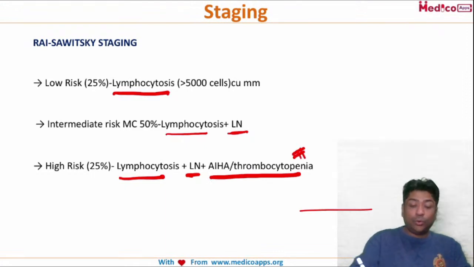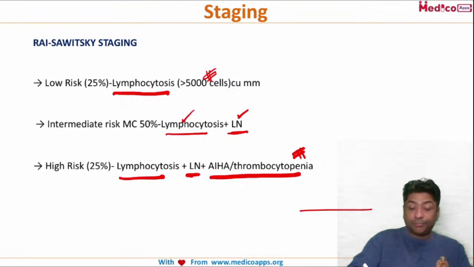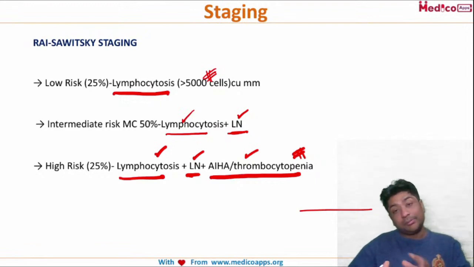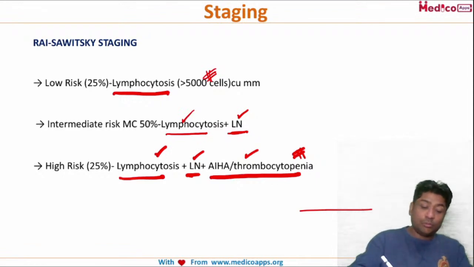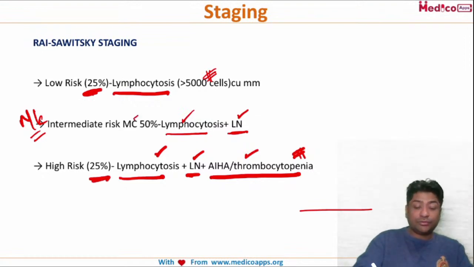Very simple. Only B cells in peripheral smear, low risk. B cells in peripheral smear plus lymph node, intermediate. All the three, B cells, lymph node, as well as autoimmune hemolytic anemia or thrombocytopenia, it's high risk. Now this is the most common presentation, very frequently asked in the exam. So 25%, one-fourth of the patients will present in low risk, one-fourth of the patients will present in high risk, and almost 50% will present in your intermediate risk.